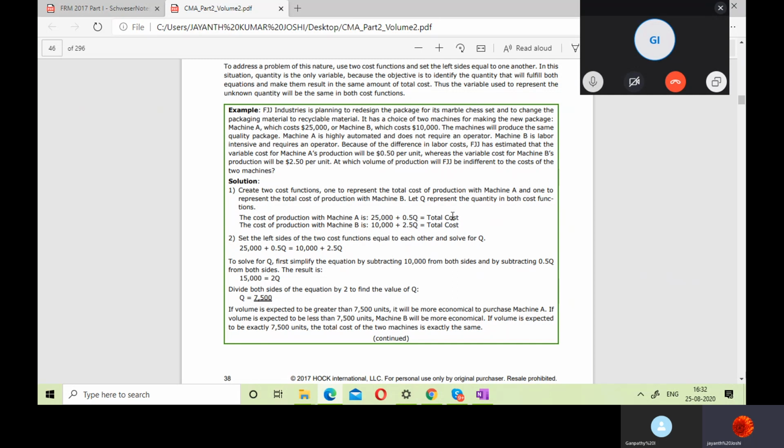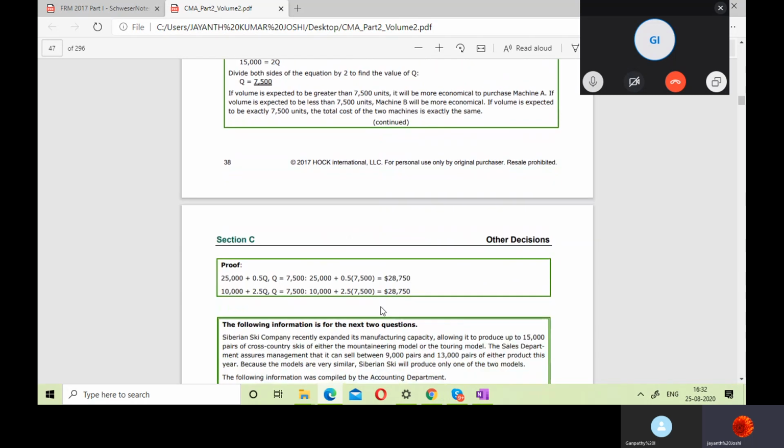Equate this, because your total cost is equal to total cost, and on the right hand side you get the quantity. So this is the quantity at which you will be indifferent for any of the costs, and I think they have given the proof also. See, if you put Q here, you get this much, and if you put Q here, you get this much. So both the costs are the same for this quantity in both the options.